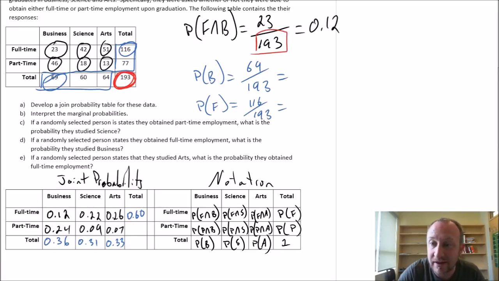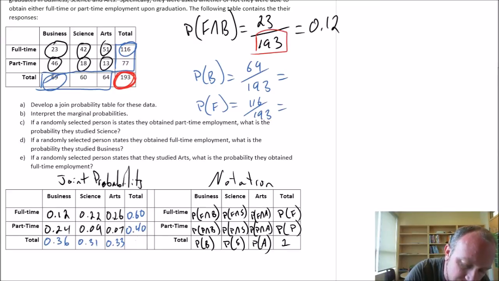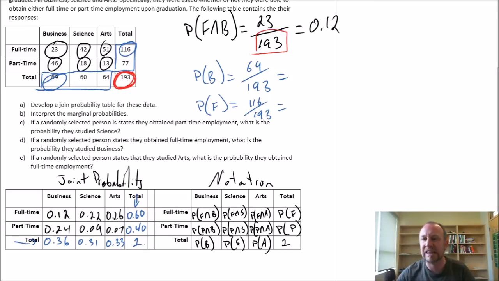And I know that these all have to add to 1. So I know the next one is going to be 0.4. Because all of these values down that column will add to 1, and everything along this row will add to 1. So this is just going to be 1, nothing interesting to extract from that piece of information. Okay, so now we have our joint probability table. We've responded to part A.